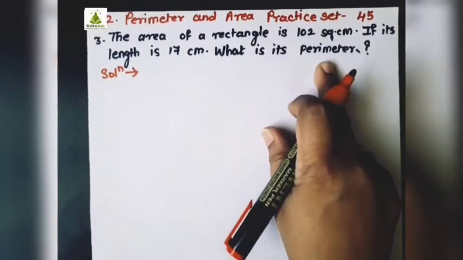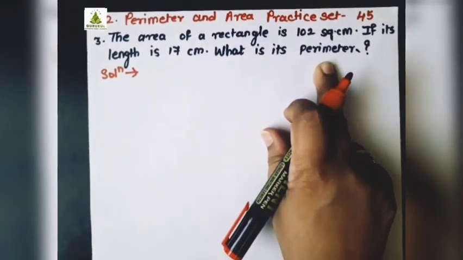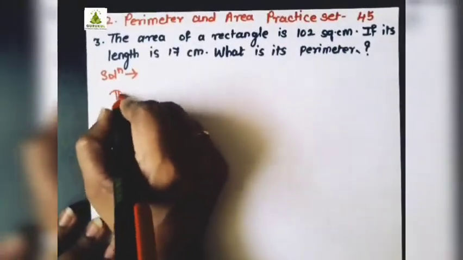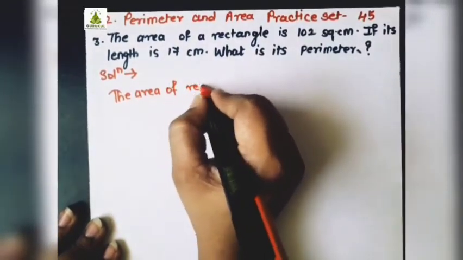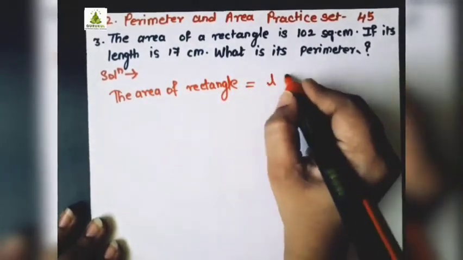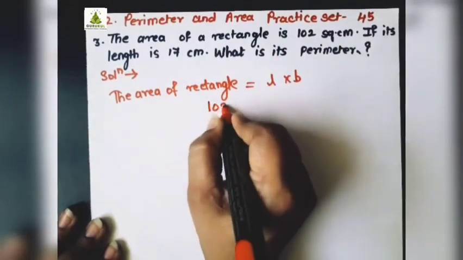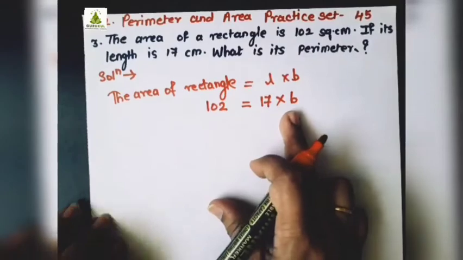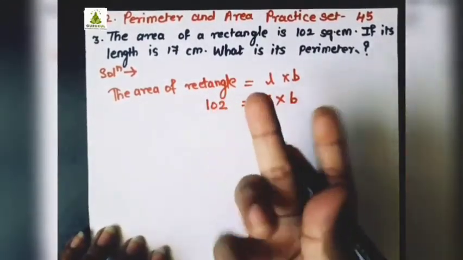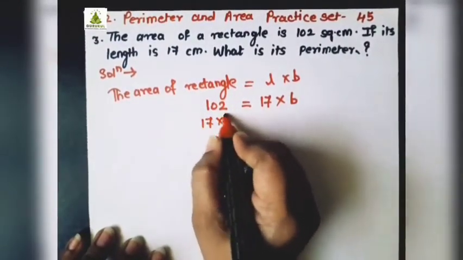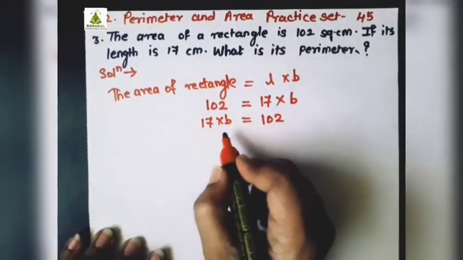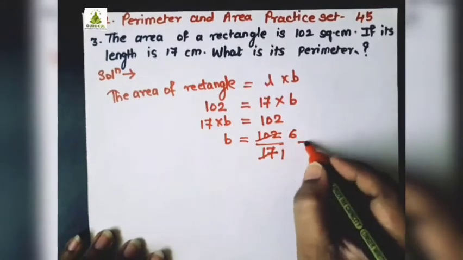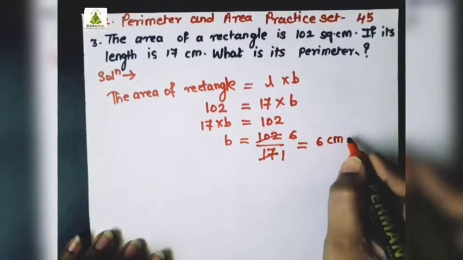We know to find the perimeter we need not only the length, but the breadth as well. So to find the breadth, first we have to use the formula for the area of a rectangle. Area of rectangle is equal to length into breadth. The area is 102, the length is 17 centimeters, and the breadth we don't know. To find B, we shift the 17 to the other side, or first we exchange the sides. So B is equal to 102 divided by 17. 17 ones are 17, 17 sixes are 102. So the breadth will be 6 centimeters.